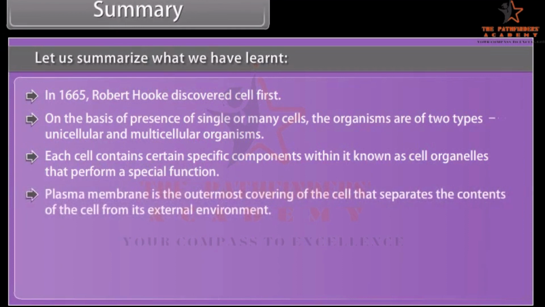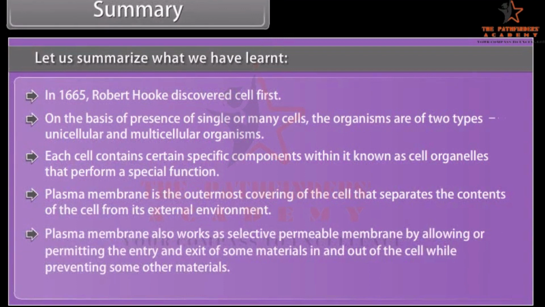Plasma membrane is the outermost covering of the cell that separates the contents of the cell from its external environment. Plasma membrane also works as selective permeable membrane by allowing the entry and exit of some materials in and out of the cell while preventing some other materials.